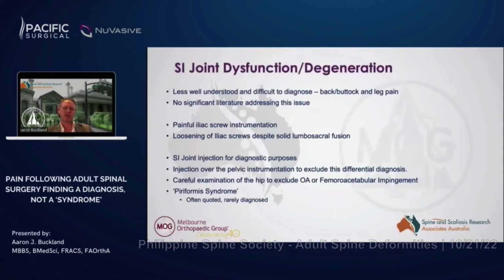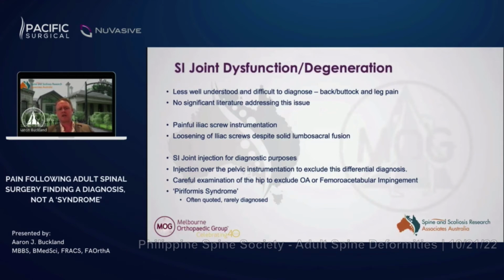SI joint dysfunction and degeneration is a newer topic that I've come across only in the last few years. Certainly when I inherited a deformity practice in New York, I started to notice a lot of buttock pain. It wasn't even being solved by S2AI screws, which is what I was led to believe was the new panacea in pelvic instrumentation. We're becoming better and better equipped to deal with it.